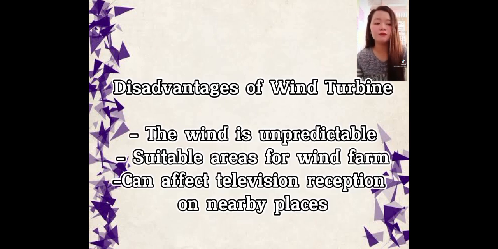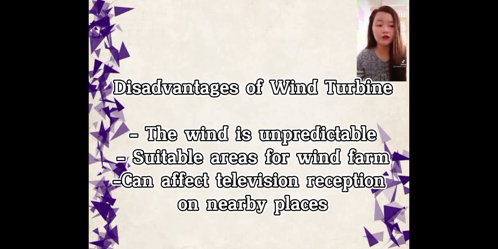Let's go for disadvantage naman. Disadvantage first, the wind is unpredictable. It changes speed throughout the day and from season to season. Dito yung unpredictable yung wind, yung hindi natin masasabi na nakapirme lang or same lang lagi yung wind na dumadaan dun sa area na yon. Dapat nag-change yung speed nung wind dun sa area na yon. So, yun yung disadvantage nun.